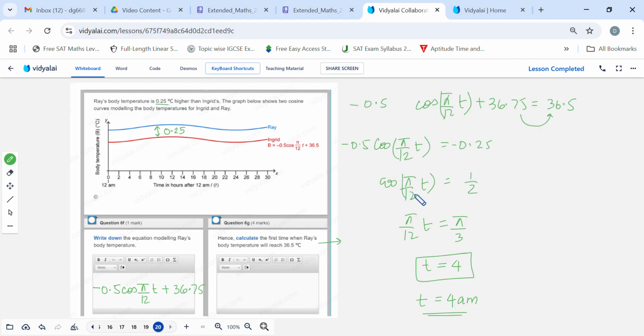So cos pi by 12 t is half, or pi by 12 t will be cos inverse of half, which will be pi by 3 in radians. So t will be 4. That means t is equal to 4 a.m. The time when Ray's body temperature will reach 36.5 degrees Celsius will be 4 a.m.